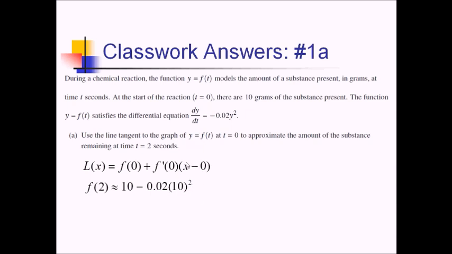And then this is going to be 2 minus 0 inside there. So we have 10, and this is minus 2 times another 2, so minus 4 comes out to 6. And what units is that going to be? Well, since we're approximating the amount present, that's going to be grams.